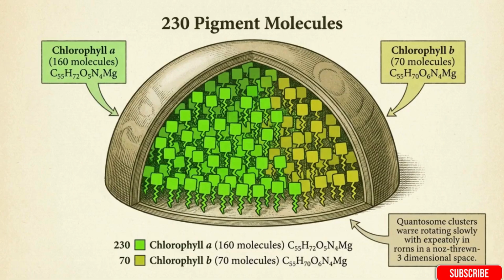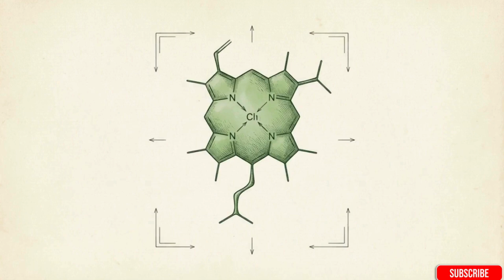This array illustrates the exact count. One quantosome contains exactly 230 chlorophyll pigment molecules. Breaking down that total, the array contains 160 molecules of chlorophyll A. The remainder of the unit consists of exactly 70 molecules of chlorophyll B. We can isolate one single chlorophyll pigment molecule from this cluster to examine its physical anatomy.